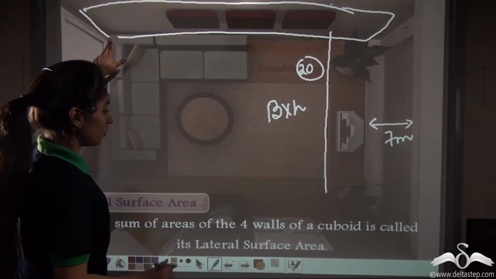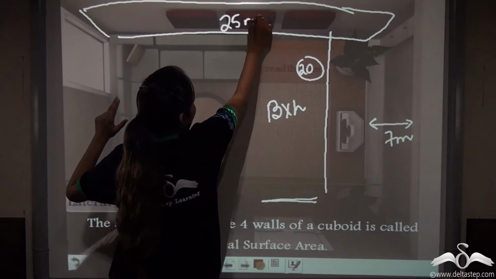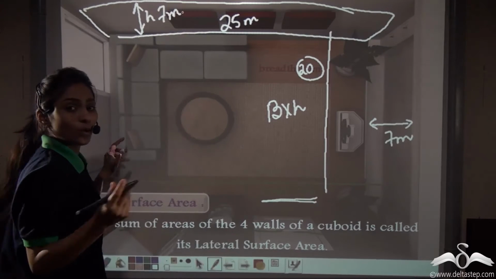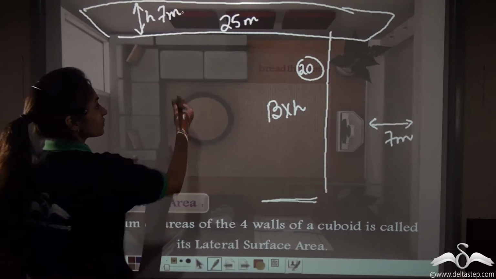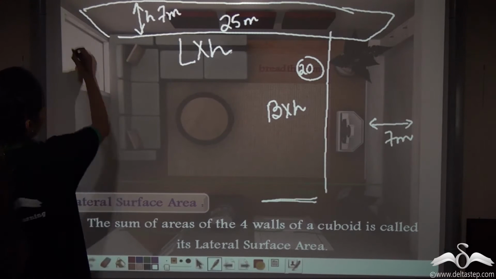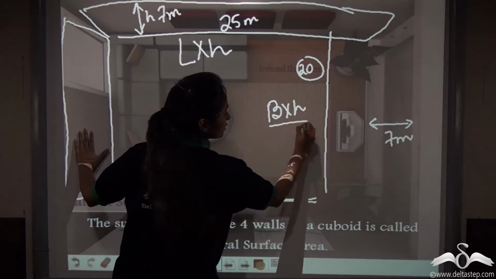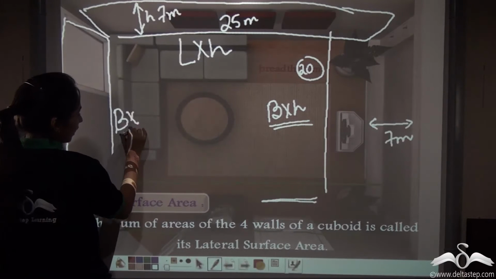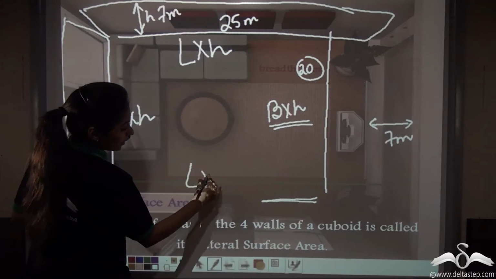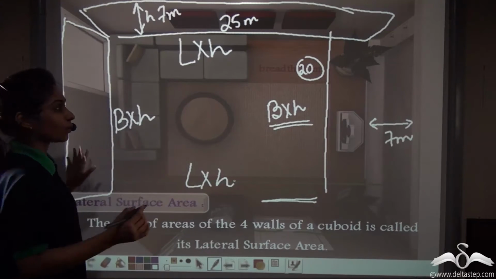Now for this surface, we know that the length is given as 25 meters and again we need the height, that is 7 meters. So how will we find out the area of this surface? As length into height. Now in the same way, for this surface, we will repeat the process, breadth into height, and for the left out 4th surface, we'll get length into height. So after adding these 4, let's see what we'll get.